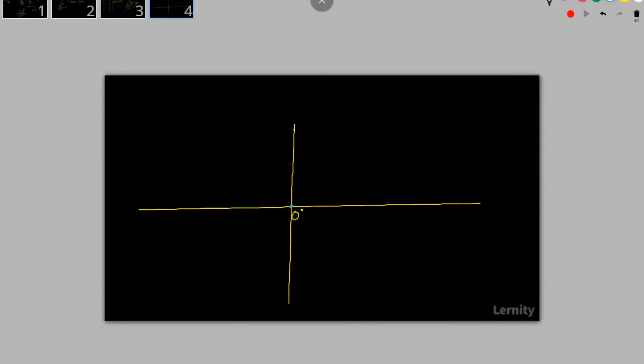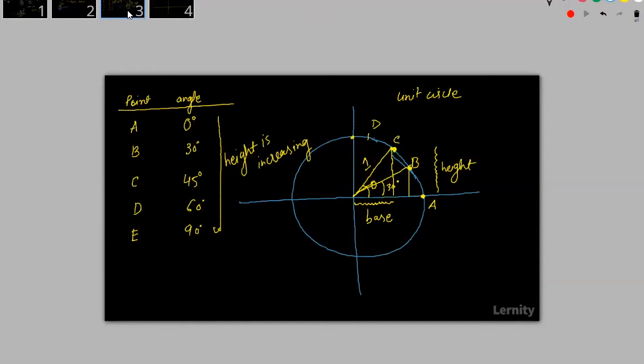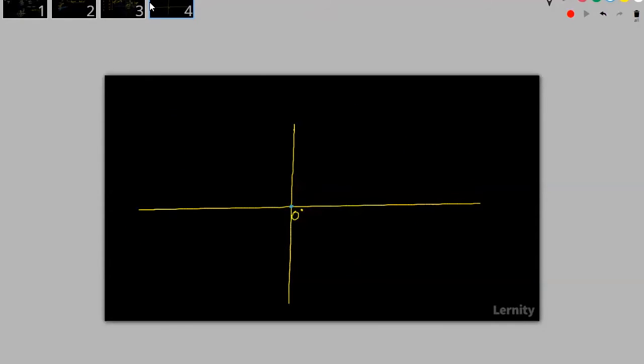Now let's see, for sine 30 degree, what will be the value? The value of sine 30 degree is 1/2, right? So I will mark 0 degree, then I will have 30 degree, then 45 degree, then 60 degree, then 90 degree, and so on, 120 degree, and so on, right? So for 30 degree, the value of sine was 1/2. So let's take the point here, okay, fine.